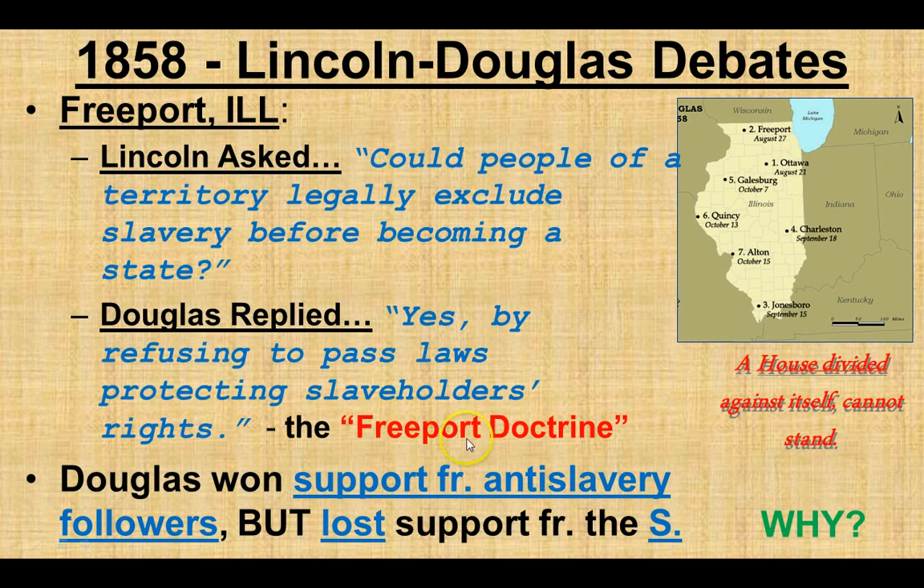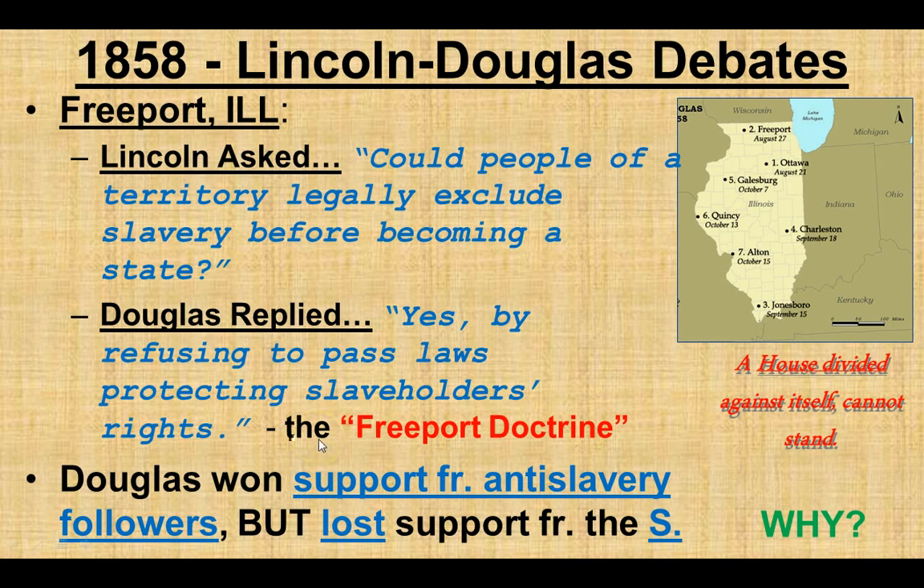This became known as the Freeport Doctrine because it was discussed and debated and stated in Freeport, Illinois. Very important doctrine to know. Freeport Doctrine: popular sovereignty, yes, even though the Supreme Court says no. So he's challenging the Supreme Court.